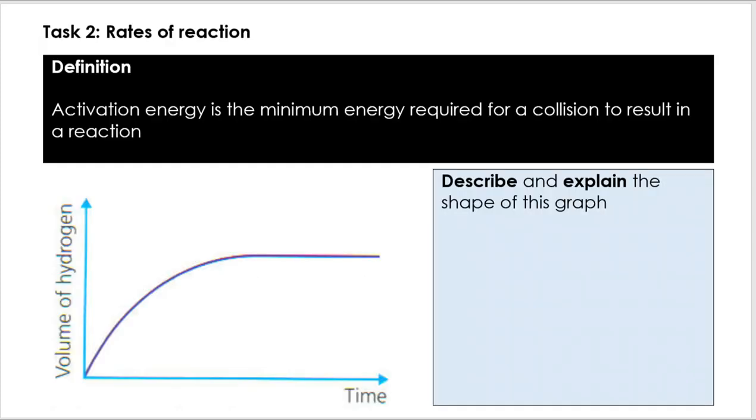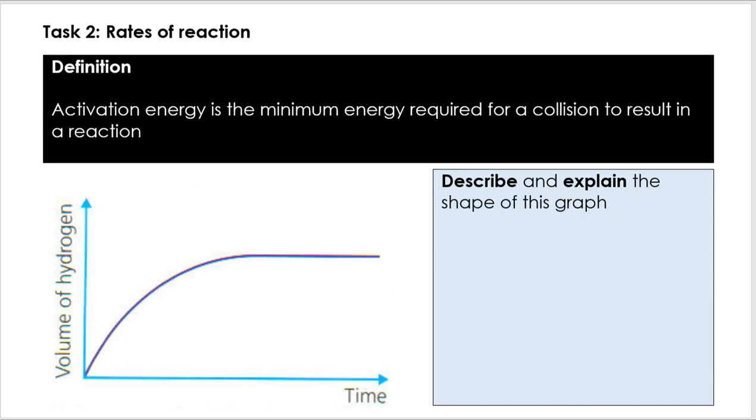So let's take a look at this. How would you go about describing and explaining the shape of this graph? Well, we've got the definition here. Activation energy, the minimum energy required for a collision to result in a reaction. Nice and straightforward, important that we remember.